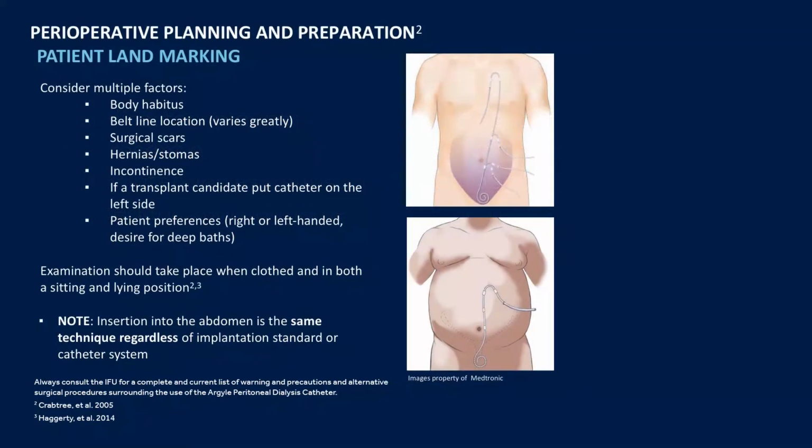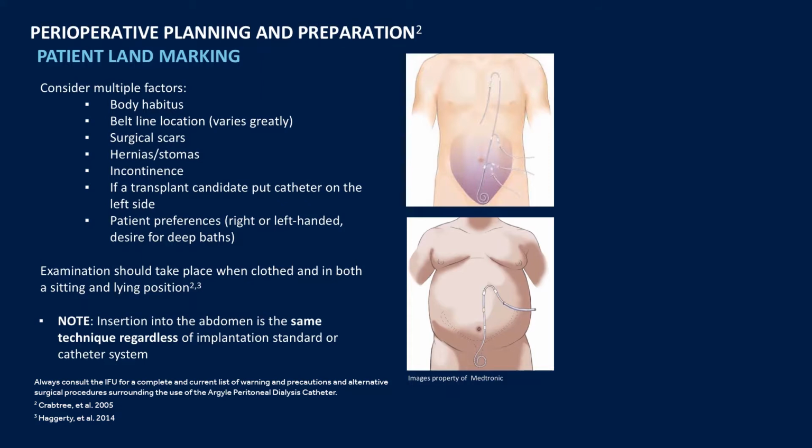Before inserting a peritoneal dialysis catheter, there are a few things to consider in relation to the placement of the catheter and the patient. Perioperative planning and preparation are key factors which influence catheter patency. Let's begin by looking at patient landmarking.